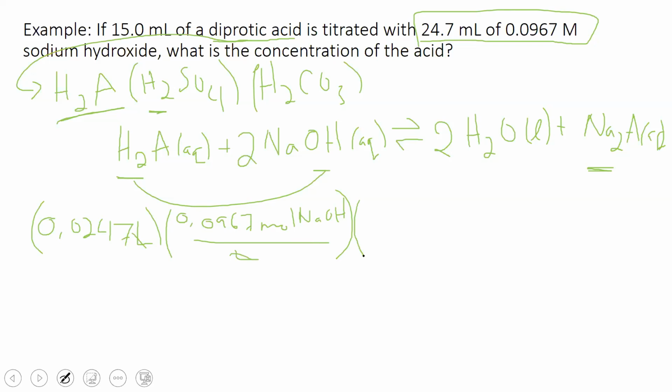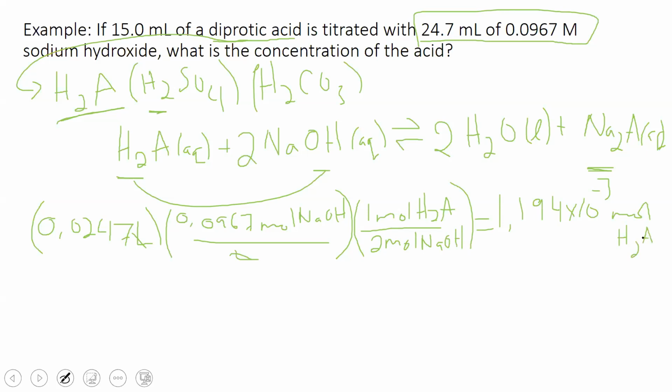And I'm just going to do the stoichiometric conversion here. So I'm going to use my mole ratio, where I have 2 moles of sodium hydroxide. And this is the reason you can't use the M1V1 directly. You have this 2 moles of sodium hydroxide necessary for every 1 mole of H2A, this diprotic acid. And so you'll do that calculation, work through that, and you wind up with a value of 1.194 times 10 to the minus 3 moles of H2A. And on this one, you should have 3 sig figs, so I'm going to underline that 9 there so I can keep track of that as I go.